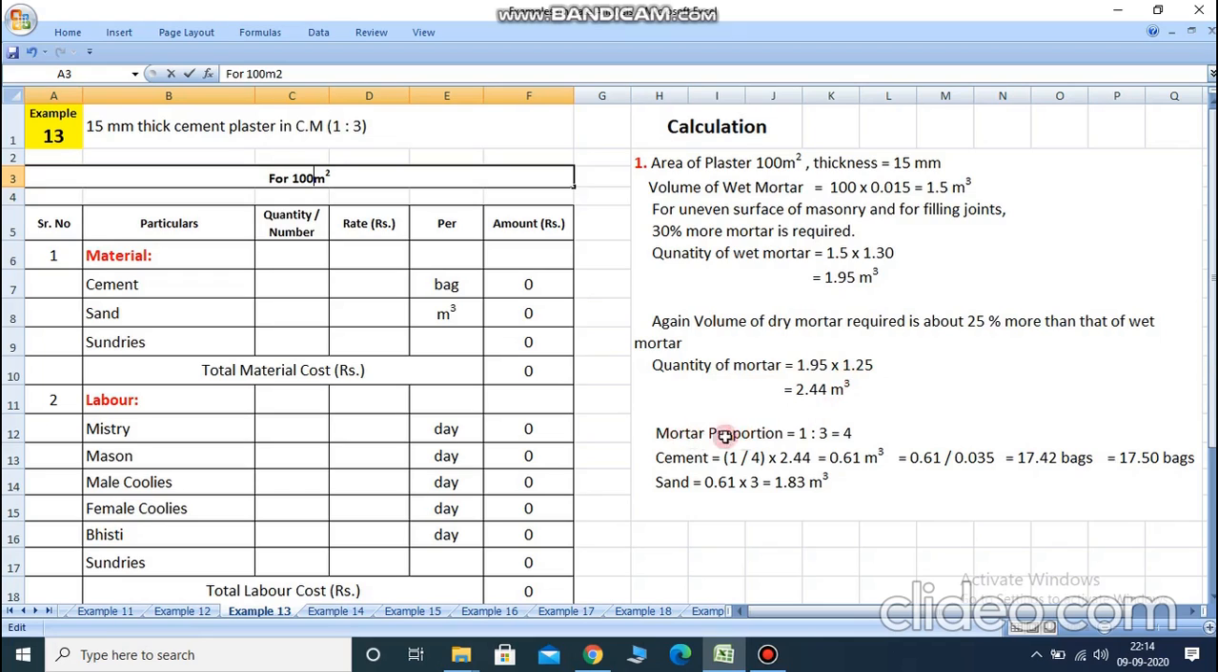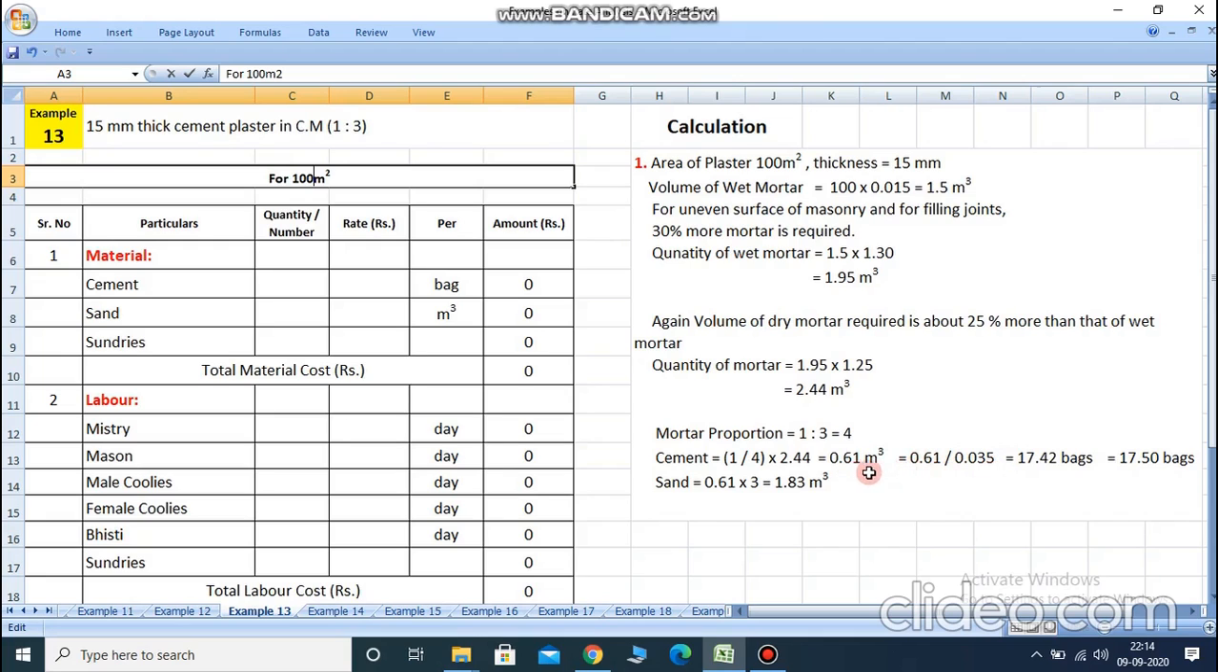Now mortar proportion. The mortar proportion given here is 1:3. So here 1:3, 1 plus 3 is equal to 4. So for finding out the cement quantity, 1 divided by 4 multiplied by 2.44, the quantity of the mortar. So we got the answer 0.61 meter cube. So 0.61 divided by 0.035. Here 0.035 is the 1 bag cement volume.